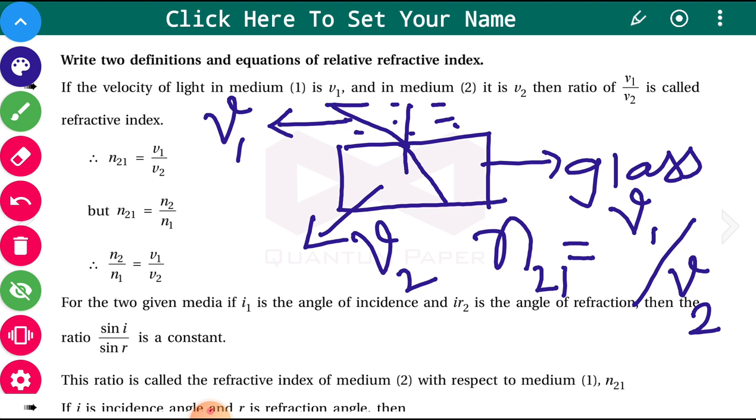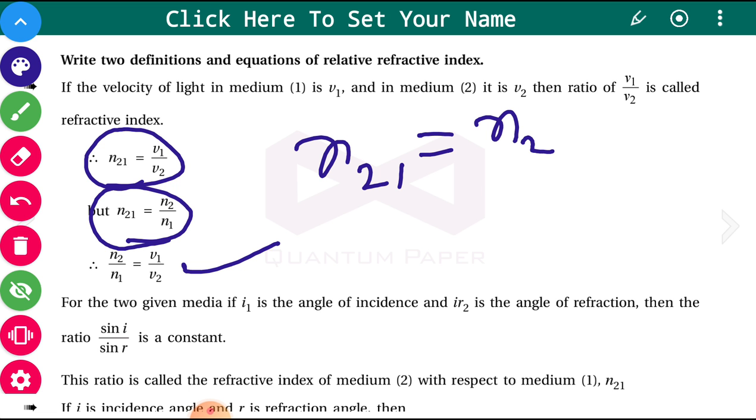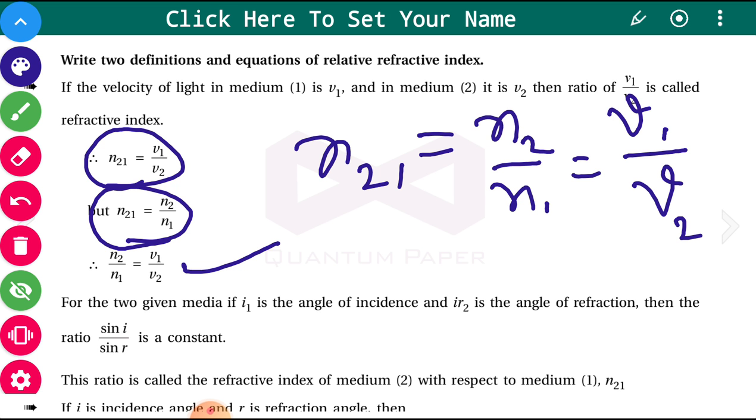Now as you know, the refractive index is also n2 upon n1. The refractive index of 2 upon the refractive index of 1 gives you the refractive index of medium 2 with respect to medium 1. Thus, these two equations must be the same. So n2 upon n1 is equal to v1 upon v2. So the refractive index of 2 with respect to 1 is n2 upon n1, or we can say it is the speed of light in the first medium to the speed of light in the second medium.